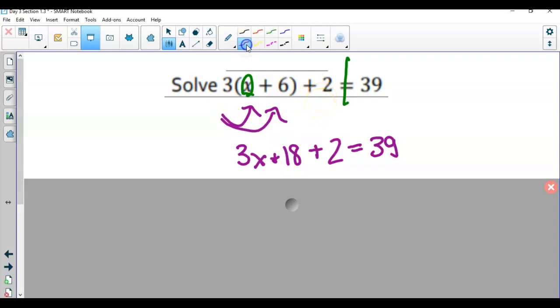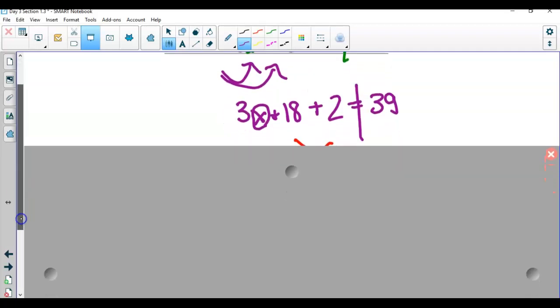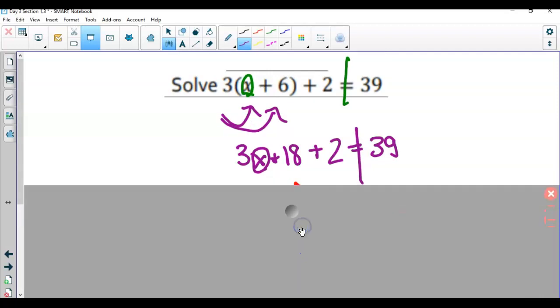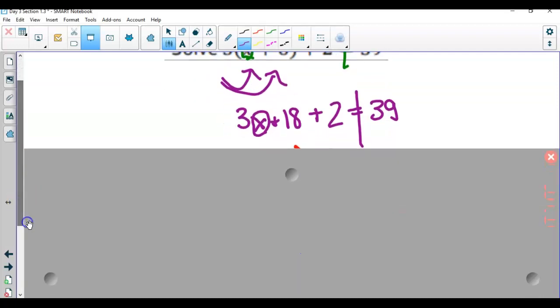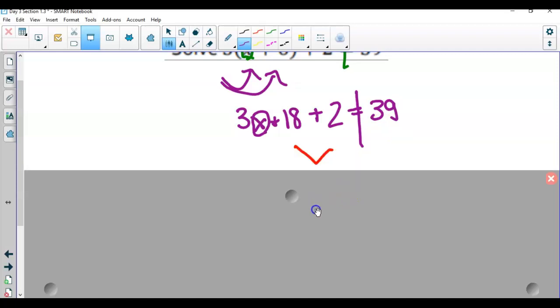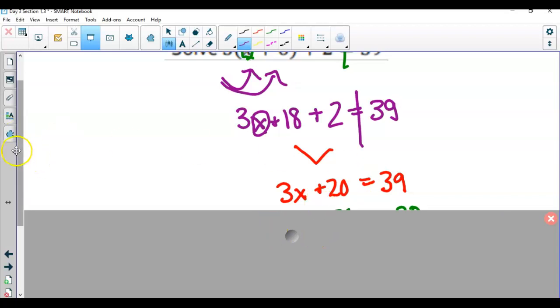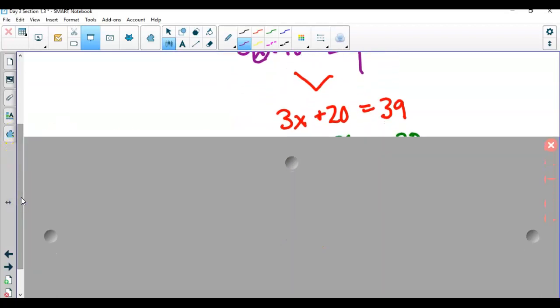Once again, I need x by itself on the left side of the equal sign, and I need to get the other numbers to the right. But what I'm going to do first to clean it up a bit is combine like terms on this left side. I'm going to get this 18 and this 2 together. There's nothing to combine on the right side. So 18 plus 2, those are like terms. I add those together and I get 3x plus 20 is equal to 39. And now I am ready to get x by itself.